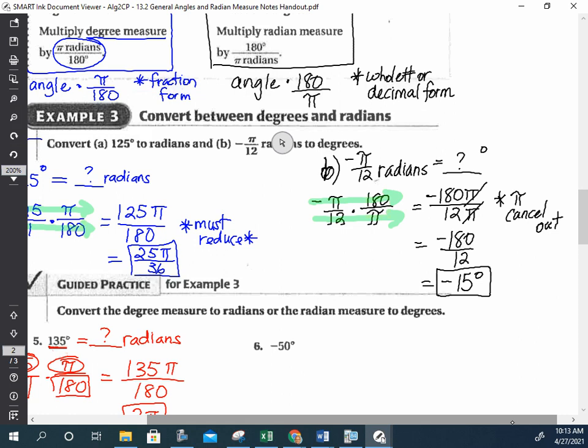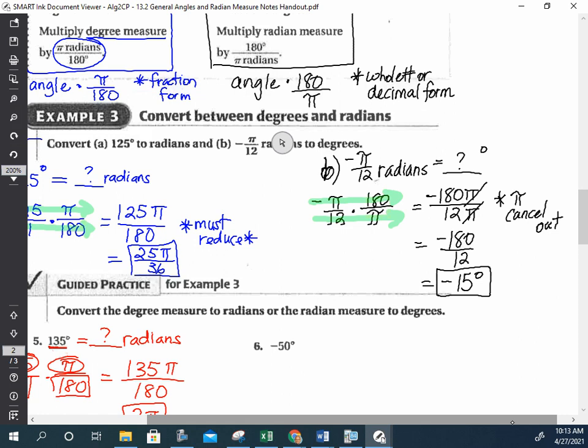We're going to do one more example of going from radians to degrees. It's okay. Well, they're your notes, so as long as you know where they are.